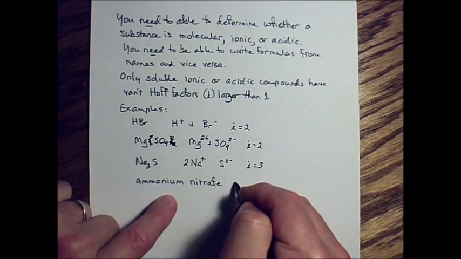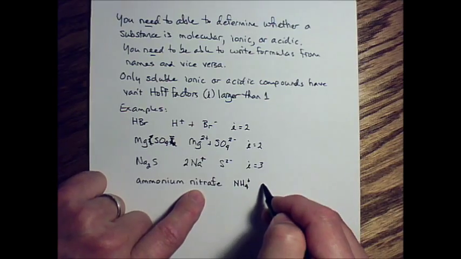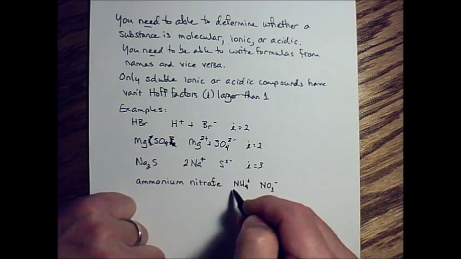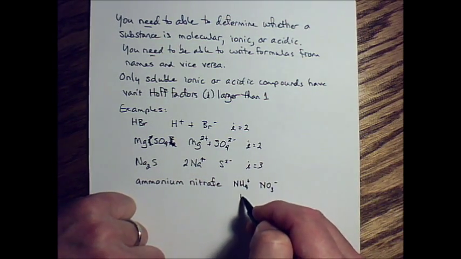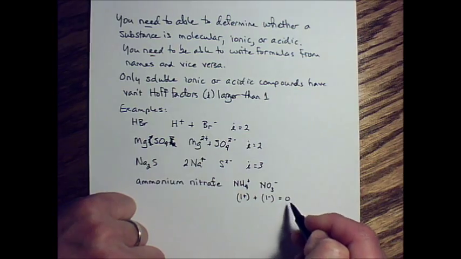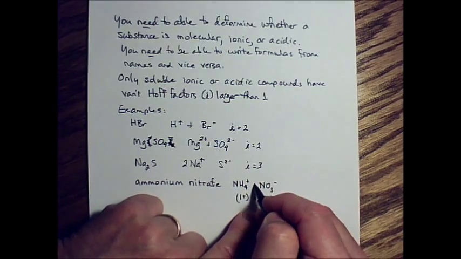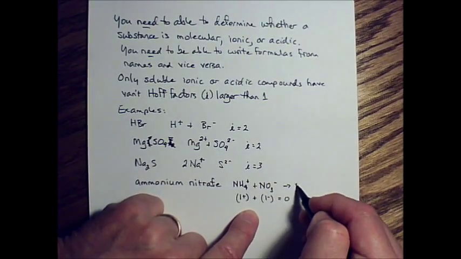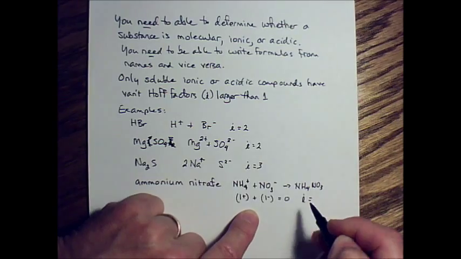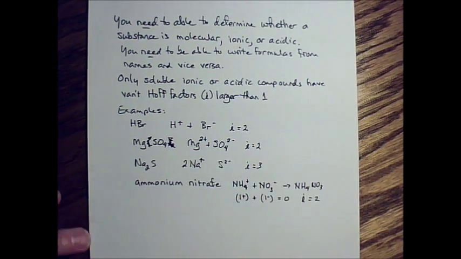Ammonium on your common ions list is NH4 with a plus charge. Nitrate on your common ions list is NO3 with a 1 negative charge. You need to balance this formula, and you should be able to see you've got a 1 plus charge here, a 1 negative charge here, and when you put those together, the compound is going to have a zero charge with just one of each. So the formula is NH4NO3, and i is equal to 2. 2 particles, i equals 2.